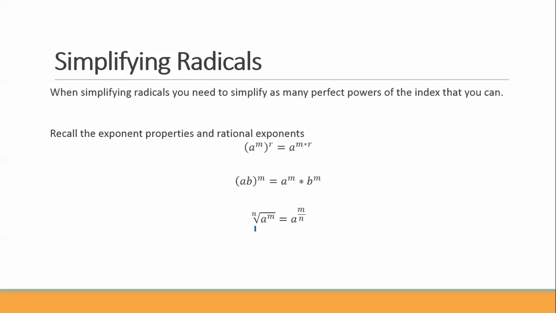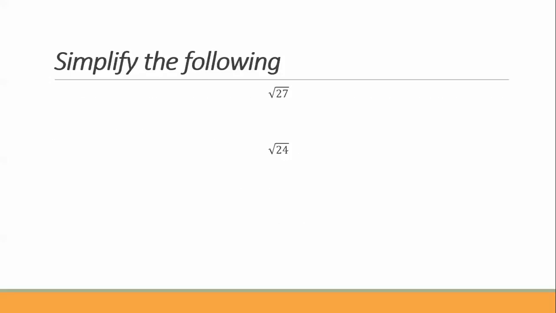And then some people like to use rational exponents. So the nth root of a to the m is a to the m over n. Simplifying square roots. So we have the square root of 27. There's a couple different ways to do these.